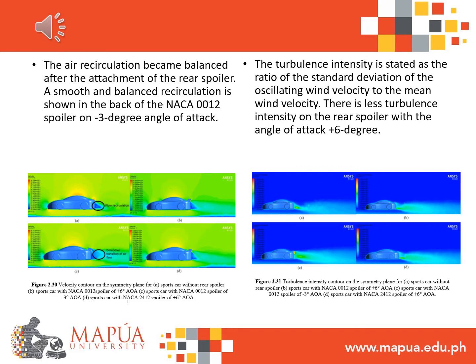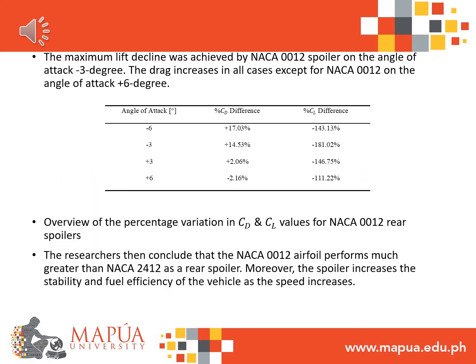The air recirculation became balanced after attachment of the rear spoiler. A smooth and balanced recirculation is shown at the back of the NACA 0012 spoiler at the -3 angle of attack. The turbulence intensity is stated as the ratio of the standard deviation of the oscillating wind velocity to the mean wind velocity. There is less turbulence intensity on the rear spoiler with the +6 degree angle of attack.